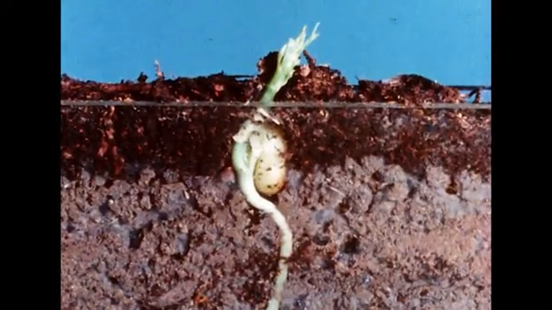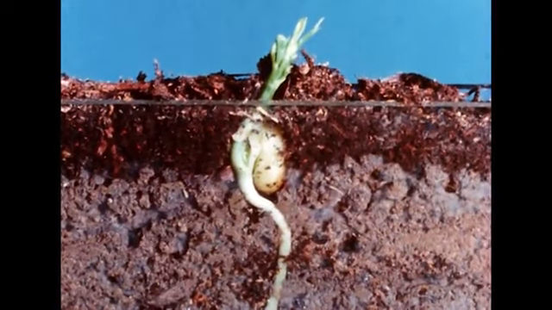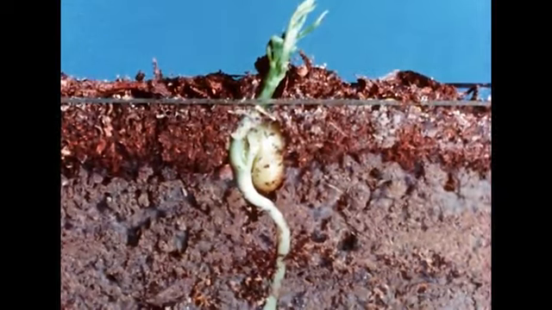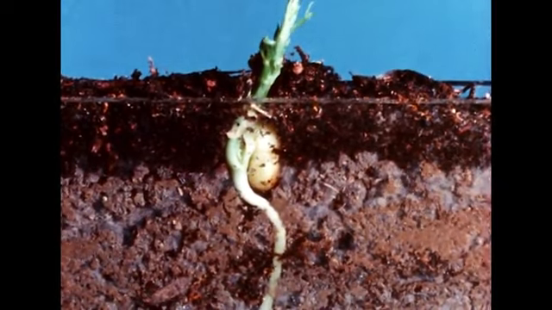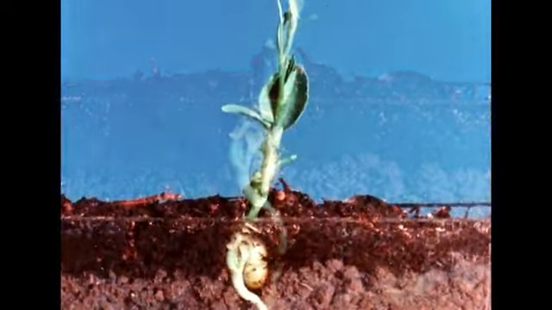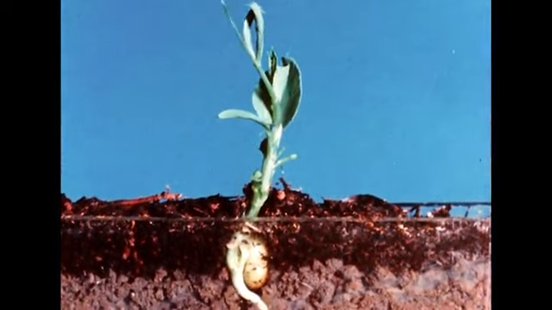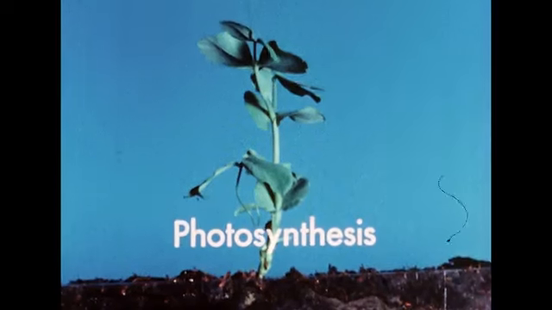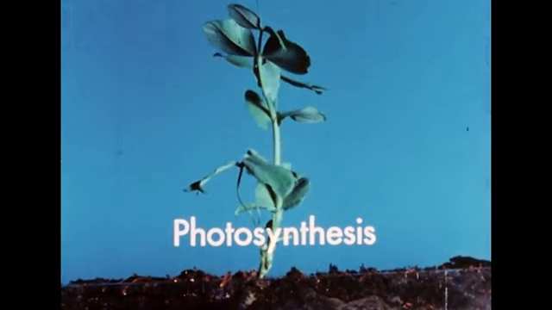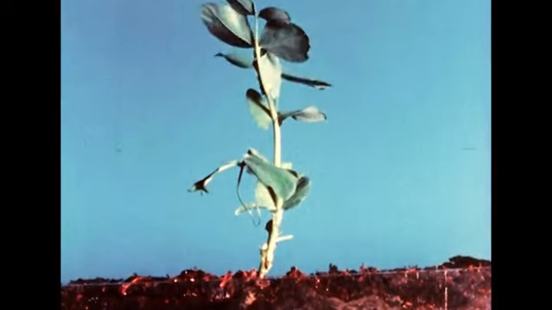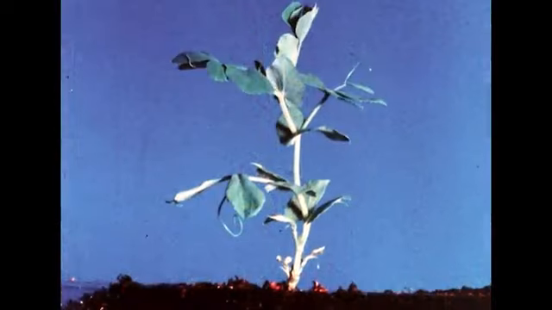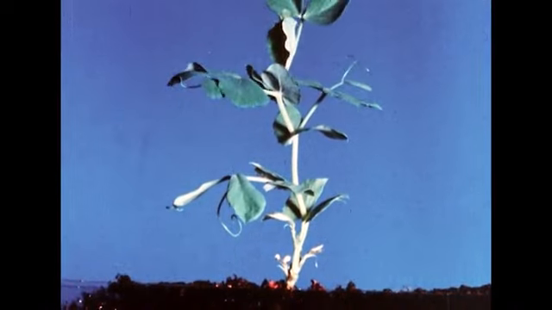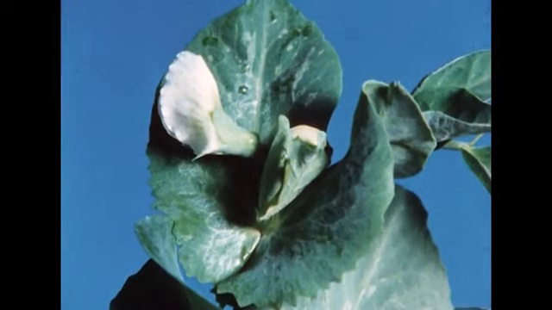The cotyledons supply nutriment to the embryo plant until leaves develop on the seedling. Then the seedling begins to produce its own food by using light energy in the process called photosynthesis. In time, the seedling grows into an adult plant, and flowers develop capable of producing fruit and seeds.